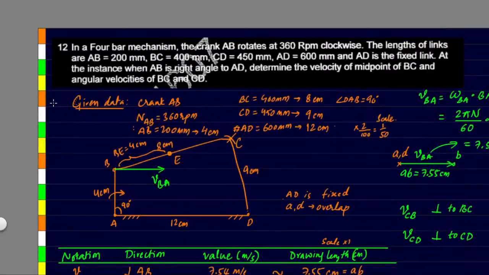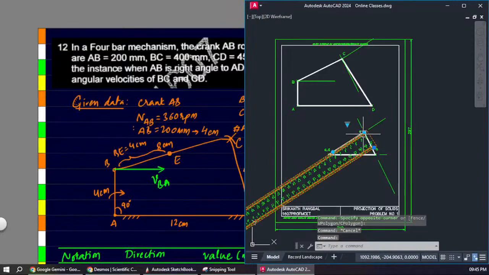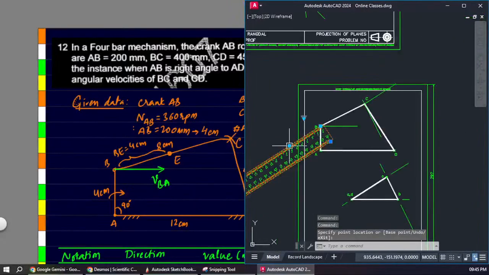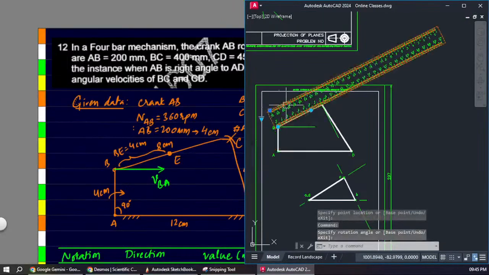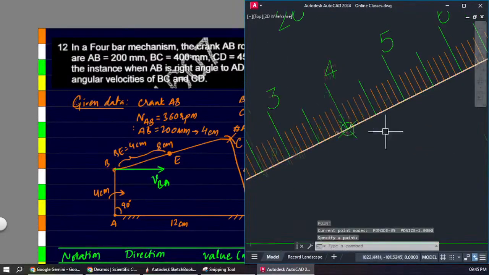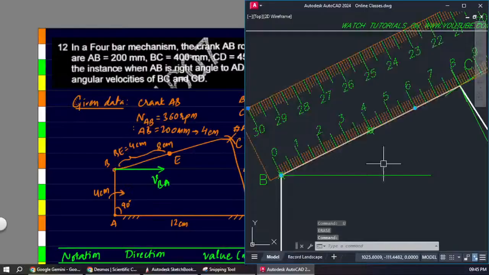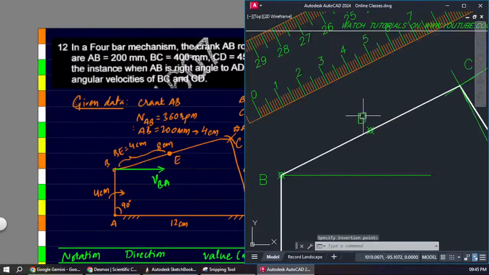So let's go back to our drawing then and mark that line. Keep it at B, rotate it so that it's parallel to this. On this we have to take a length of 4 centimeters. So let's take a point at 4 centimeters. Scale work is over. So this point here is the point E.